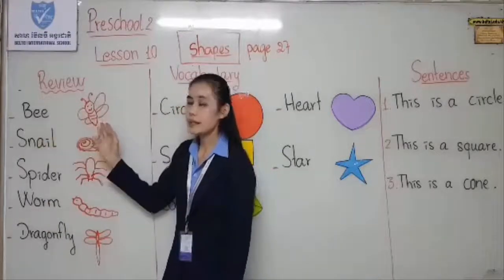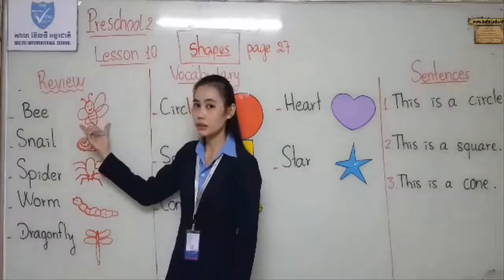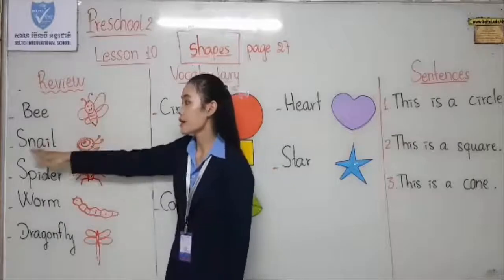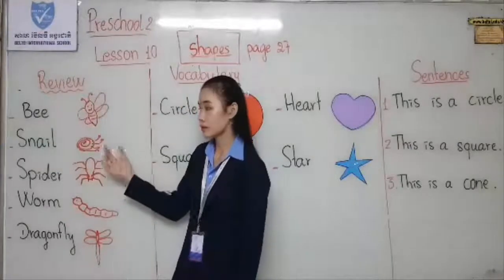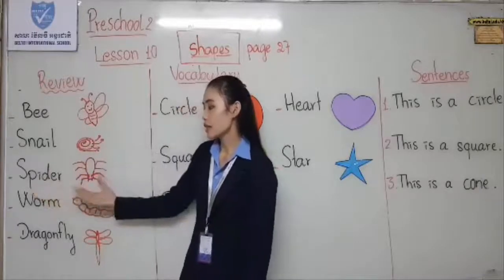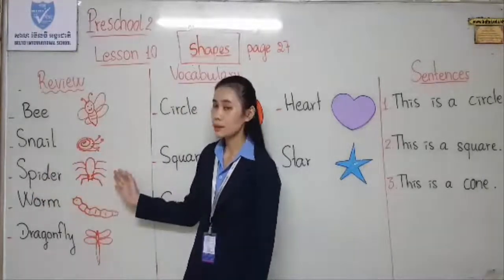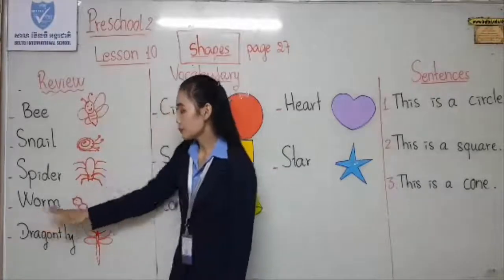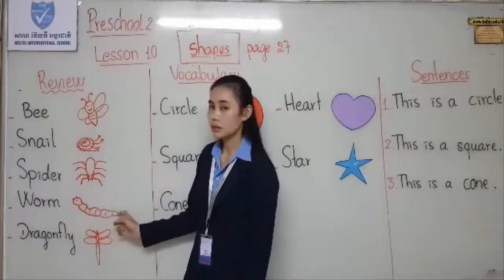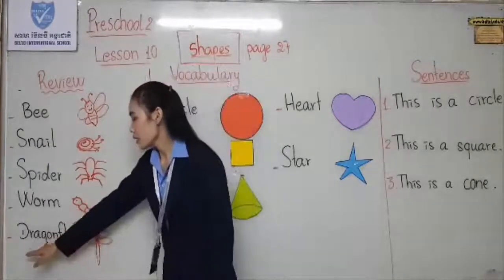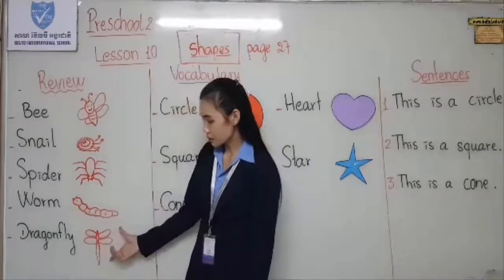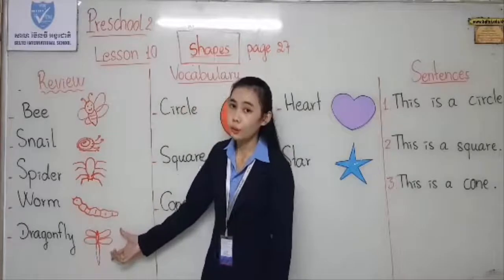Bee, what does it mean? Look at the picture. What is it? Snail, what does it mean? Spider, what does it mean? Worm, what does it mean? Look at here. What is it? Dragonfly, what does it mean? You can look at the picture here. What is it?